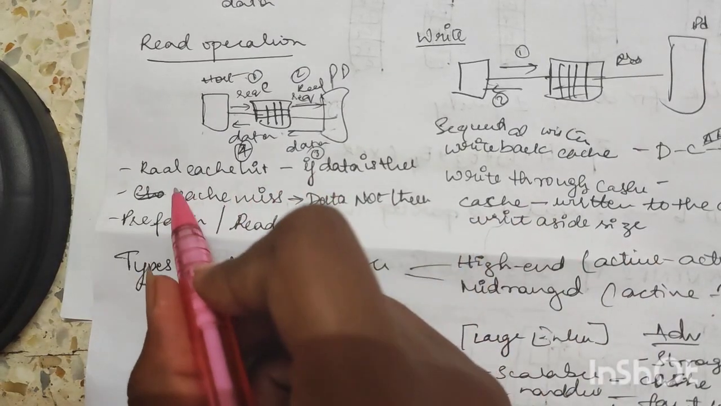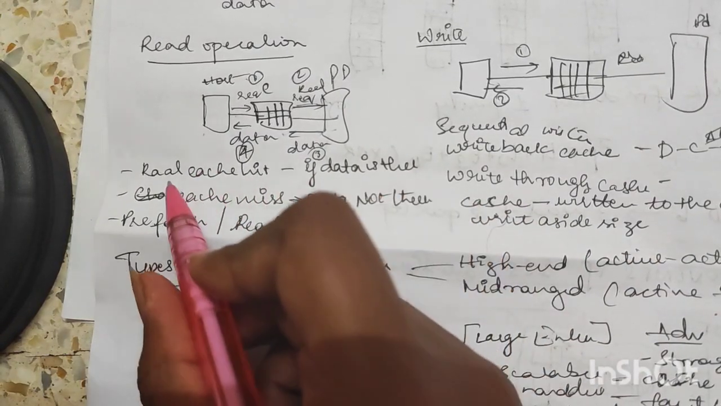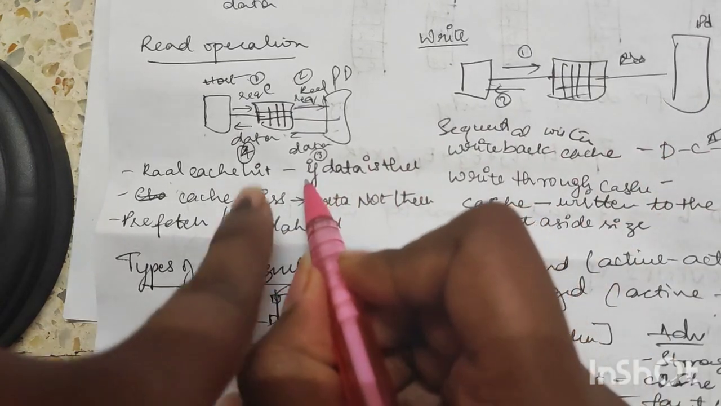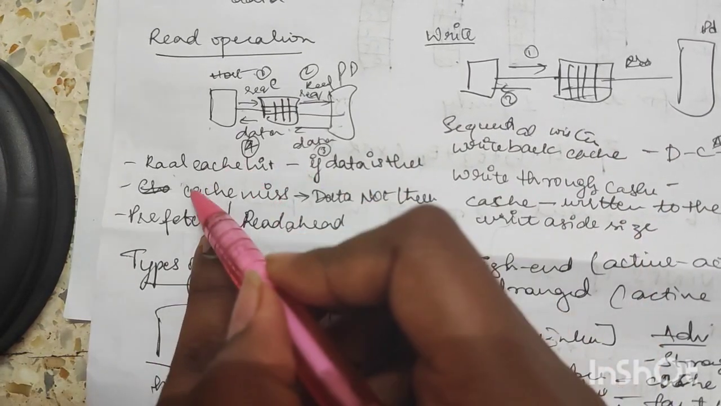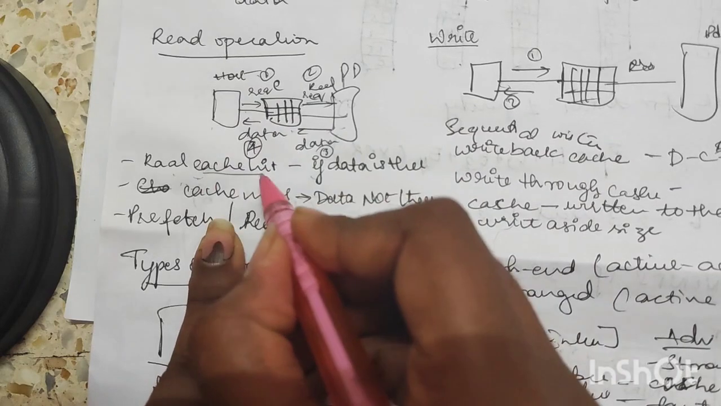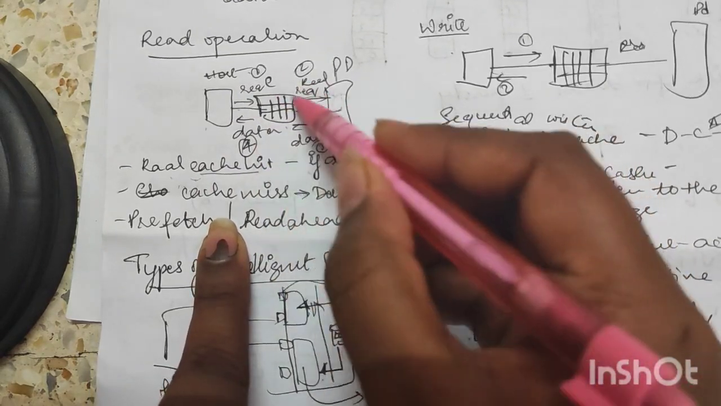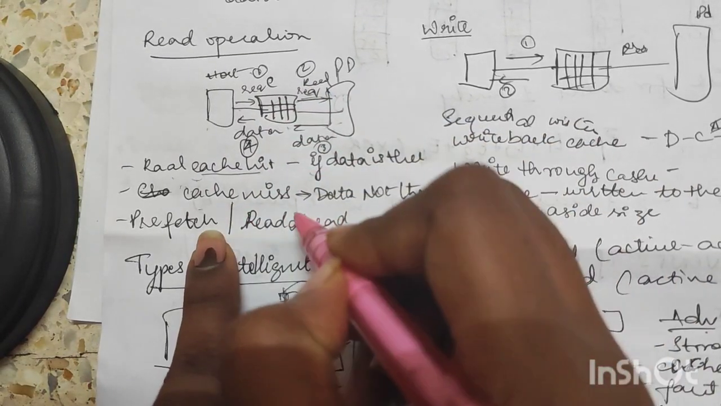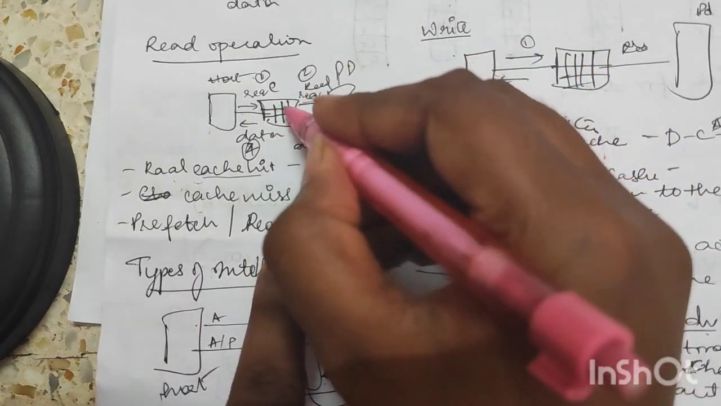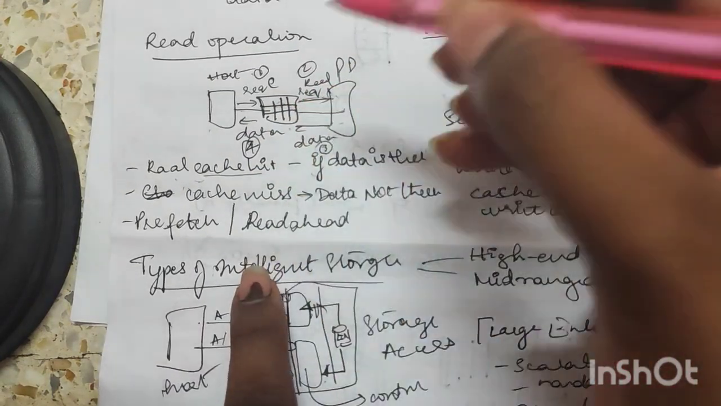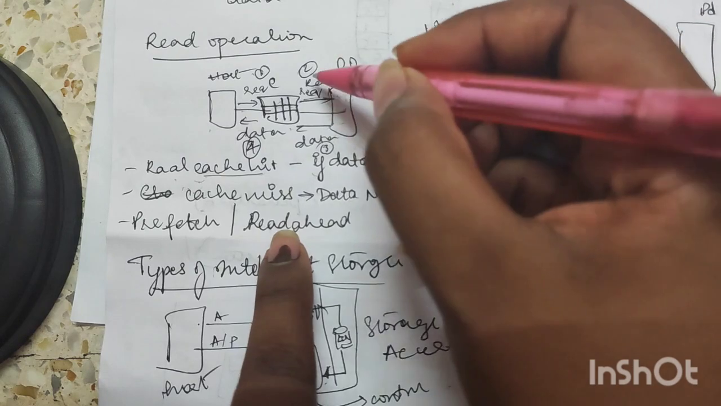You write that if the read cache gets the data, it's a cache hit, if the data is there in the cache. Otherwise it's a cache miss, that is, the data is not there in the cache. What you're doing then is going ahead and fetching the data.